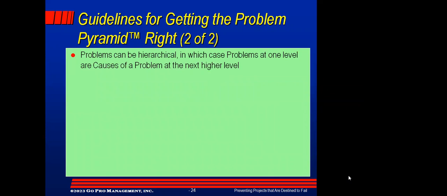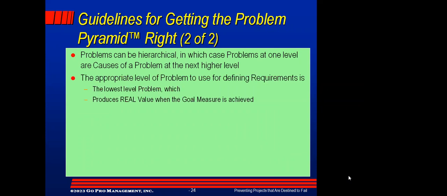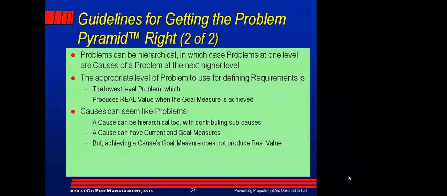It becomes more difficult because problems can be hierarchical. And so the challenge is identifying the appropriate level of problem. And so this is Goldilocks. We're relying on judgment, knowledge, your experience to get to the right level. If your problem is world hunger, well, that's too big to solve. If your problem is that you want a potato chip with lunch, maybe that's too small. Okay. You're looking for the lowest level problem that produces real value when the goal measure is achieved.